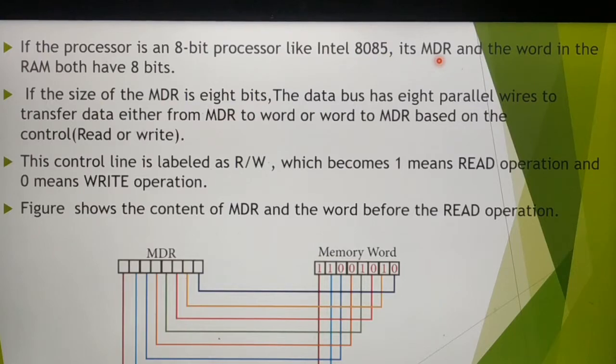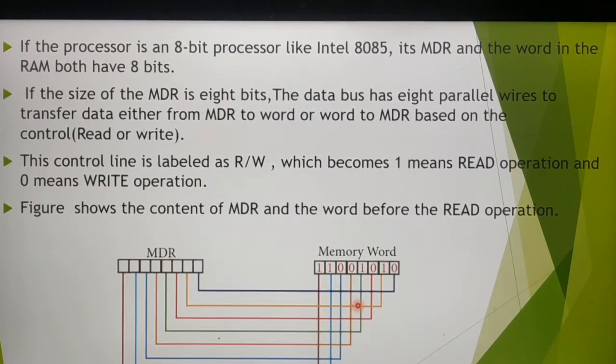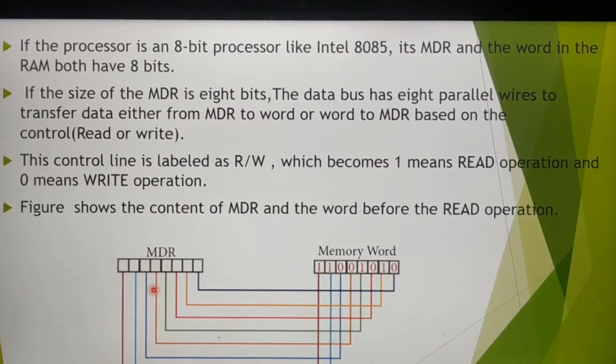So its memory data register and the word in the RAM both have 8 bits. If it is an 8-bit register, we have 8 bits of word length for the memory data register as well as the memory in the RAM. If the size of the memory data register is 8 bits, it has only 8 parallel wires or lines in the memory data register as well as the memory. Memory means RAM. So to transfer the data from memory data register to memory or memory to memory data register.